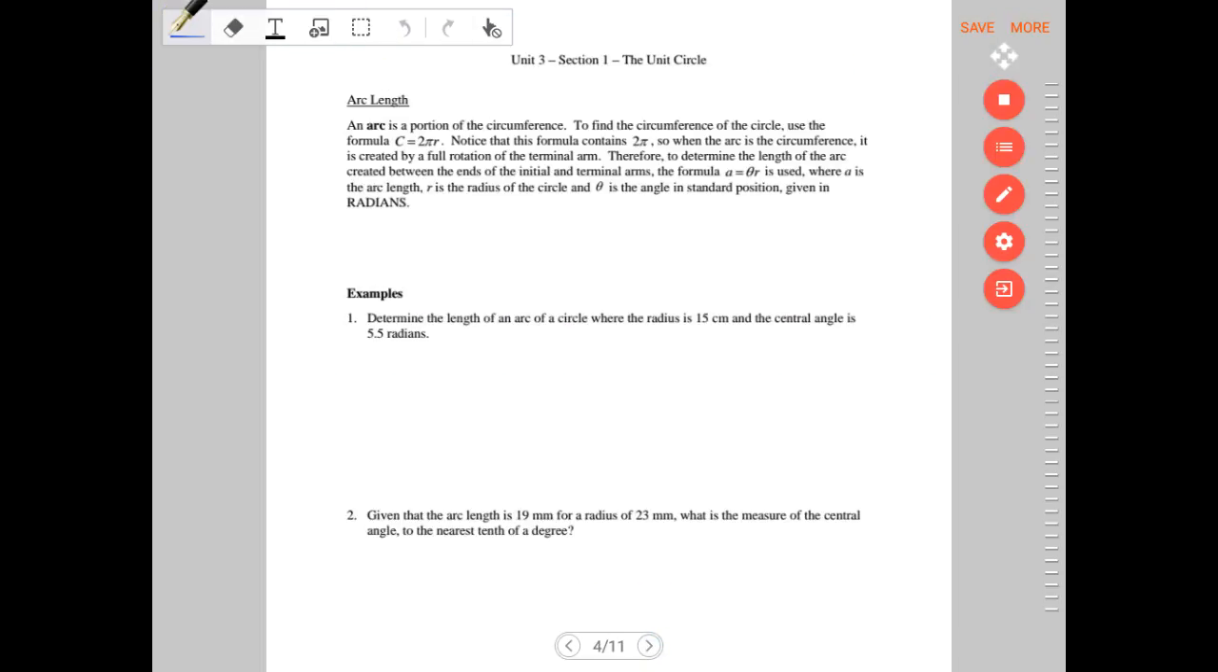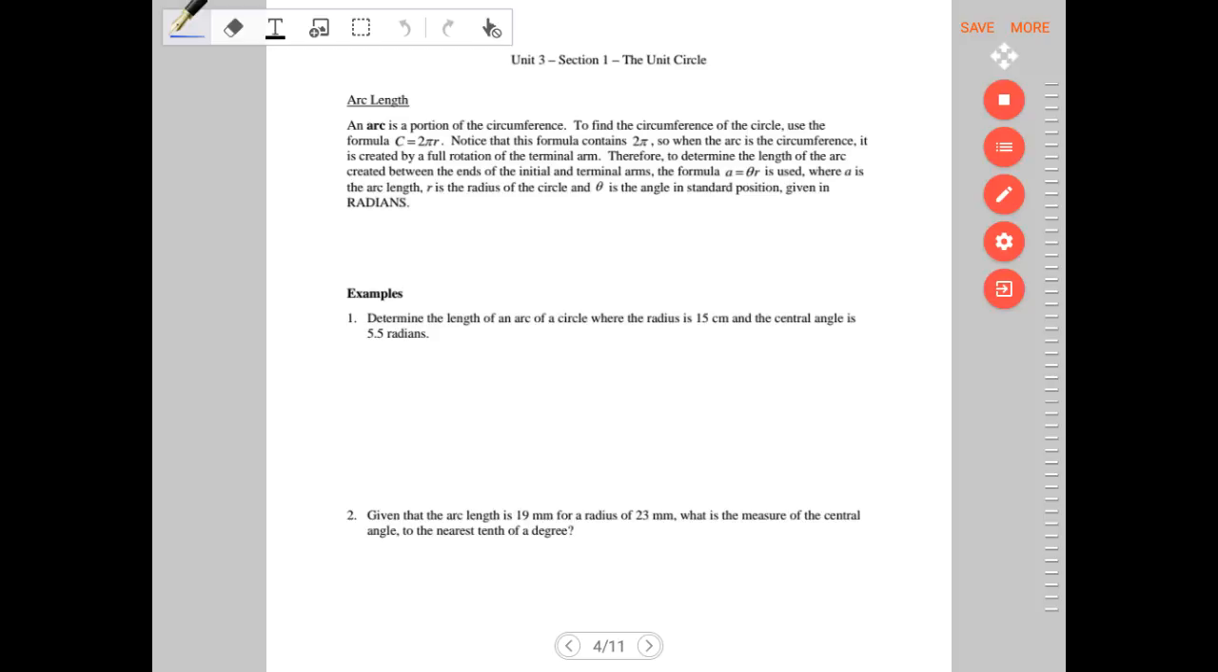Arc length. An arc is a portion of the circumference. To find the circumference of a circle, use the formula C equals 2 pi r. Notice that the formula contains 2 pi, so when the arc is the circumference, it is created by a full rotation of the terminal arm. Therefore, to determine the length of the arc created between the ends of the initial and terminal arms, the formula A equals r theta is used, where A is arc length, r is the radius of the circle, and theta is the angle in standard position given in radians. So please don't use degrees when you use this formula. You may be asked to have an answer that's in degrees, but find it in radians first and then convert it into degrees.